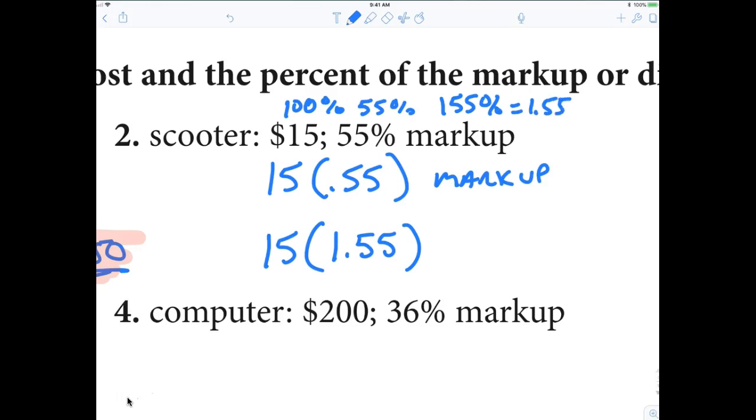I need you to do that. I need you to understand that. Does anybody have any questions? So now take your calculator and do 15 times 1.55, and that will be what? $23.25. So if he can sell it for $23.25, he'll make a what? 55% profit. Everybody with me on that? Abby, is that good? All right.